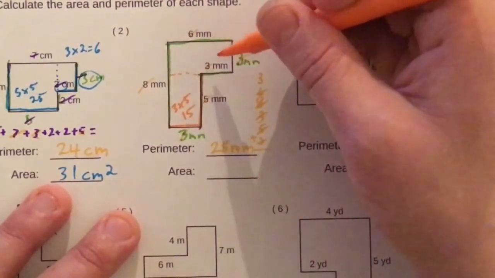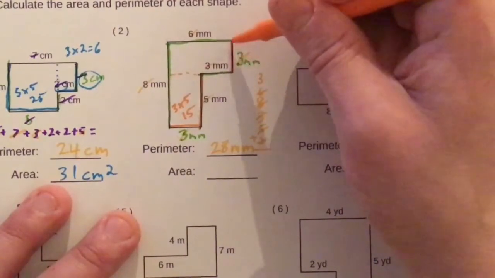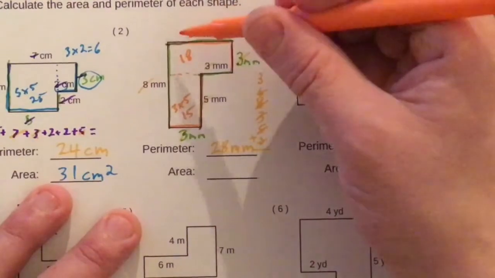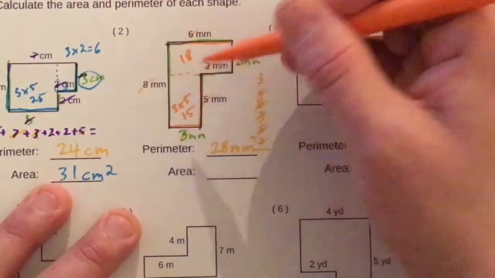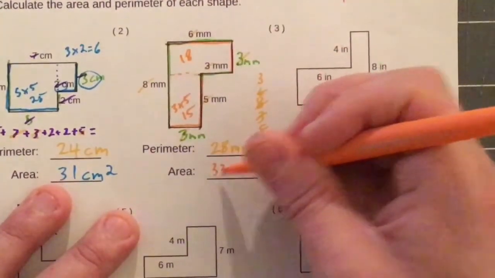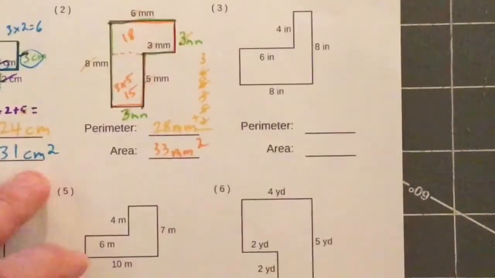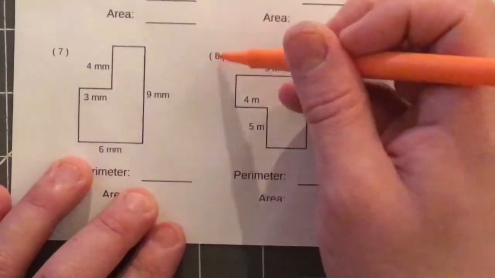And here I'm going to do 3 times 6. 3 times 6 is 18. If I have my 18 and my 15 together, I end up with 33 millimeters squared. Let's skip on down. Let's only do 3. Let's just look at number 8.